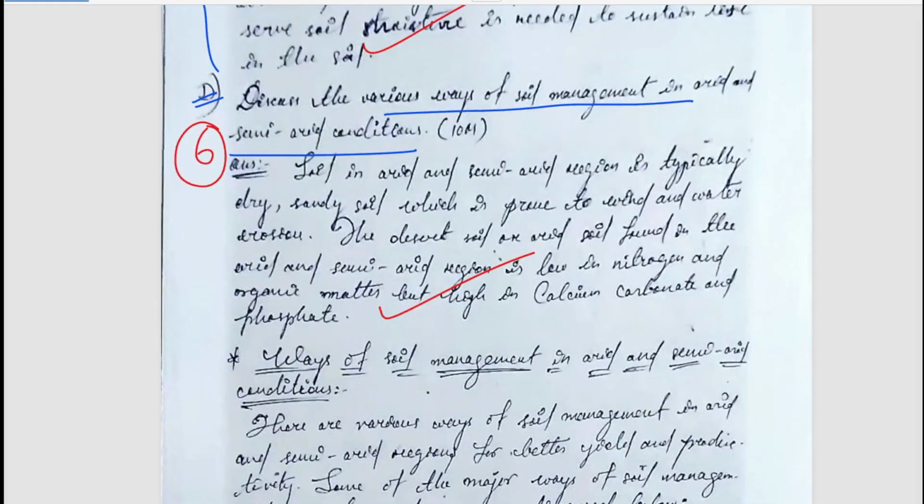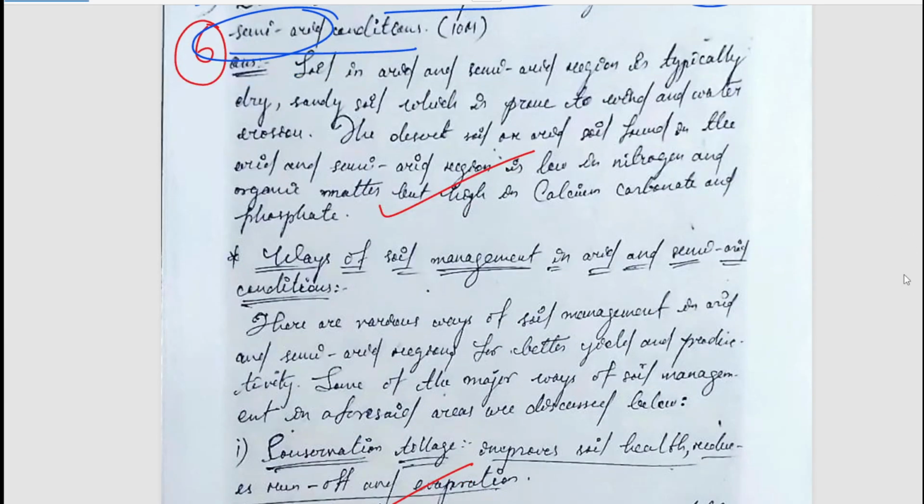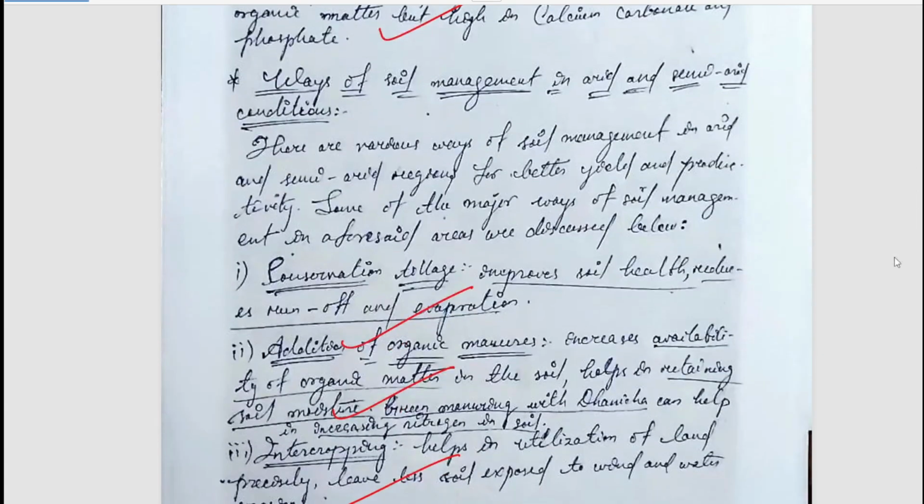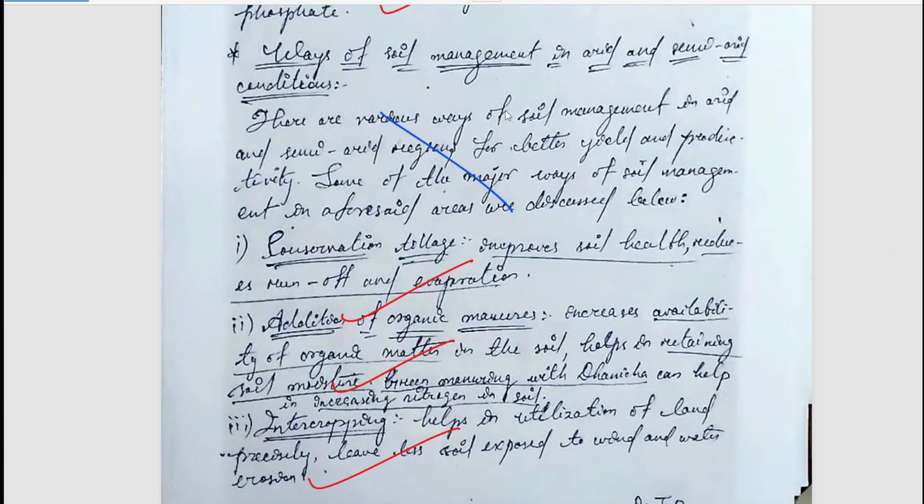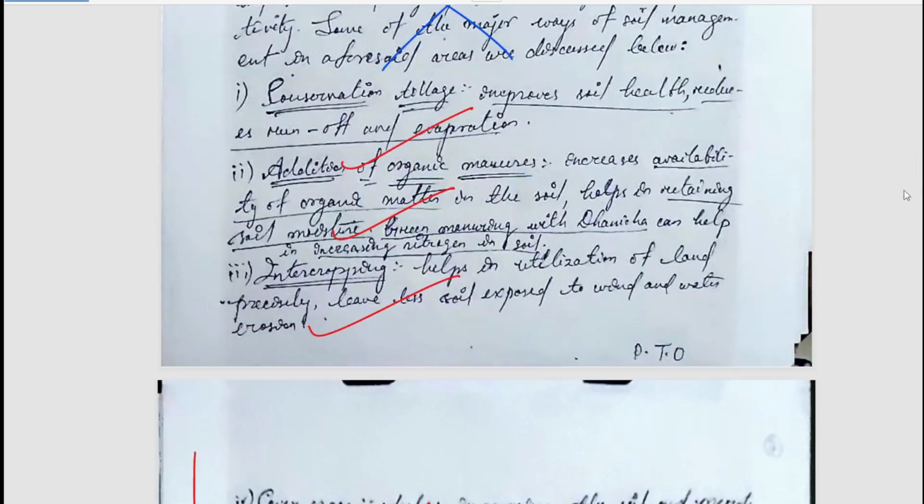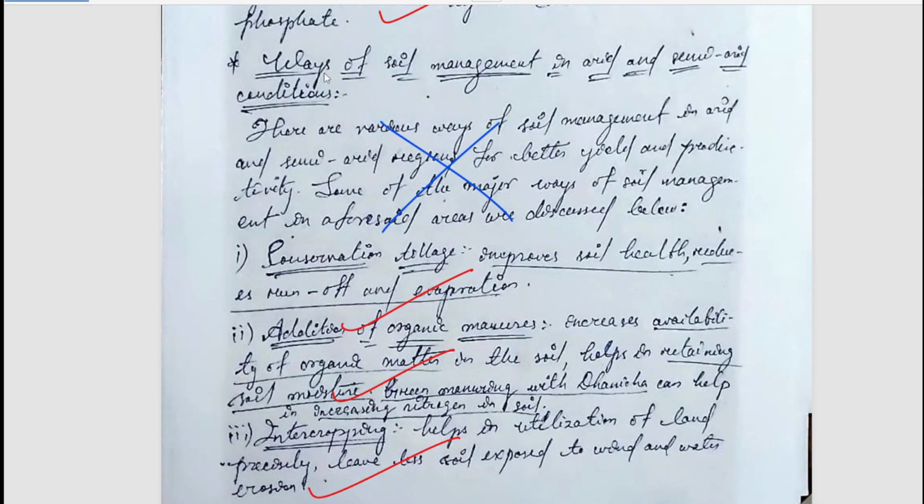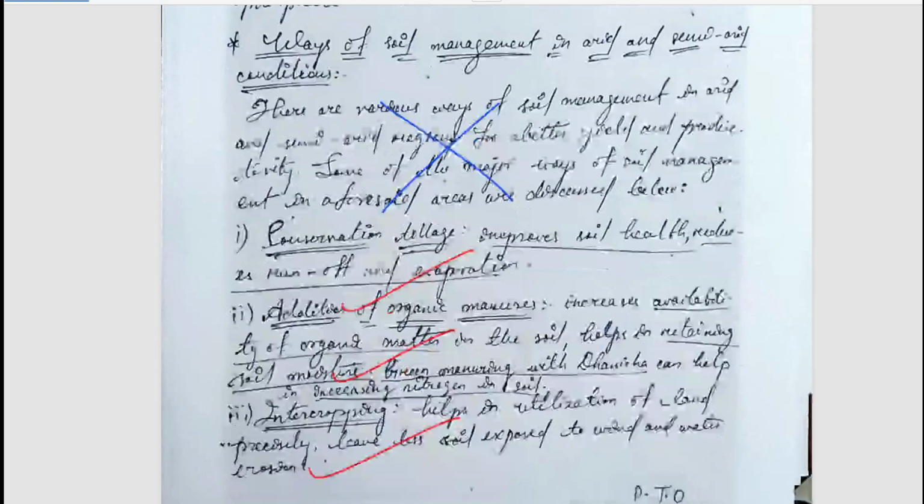The next question is, discuss the various ways of soil management in arid and semi-arid conditions. So what are arid and semi-arid conditions? That is where the moisture levels and rainfall are low. How can we manage soil? Again, you can see these things need to be avoided. Simply write ways of soil management, number one, number two, you can start this.